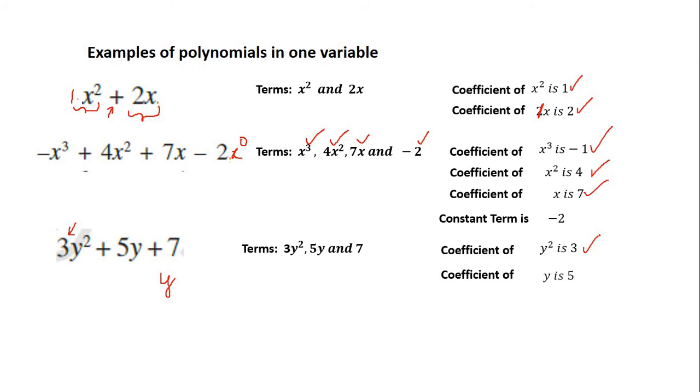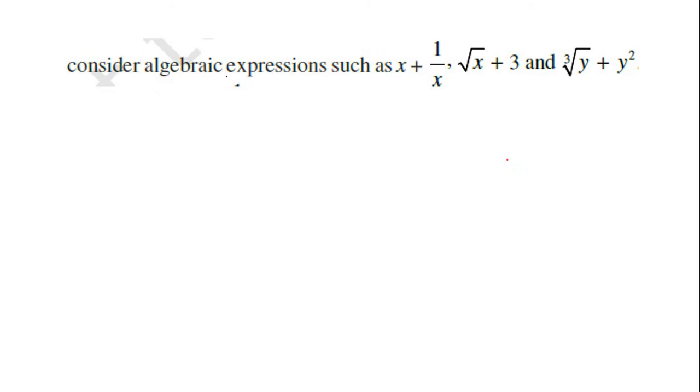Coefficient of y is 5 and constant term is 7. So in this way you can find out the terms in the polynomial and the coefficient of the exponent of the variable term. Now I would like to consider some more expressions in front of you.